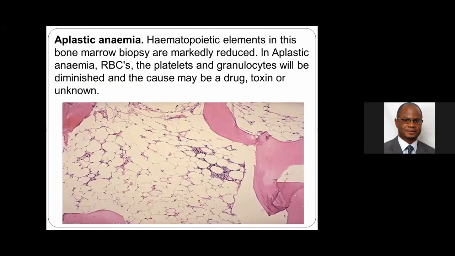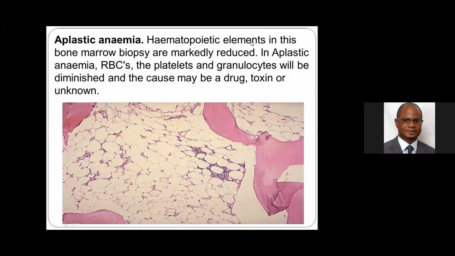So in aplastic anemia, we have the hemopoietic elements in this bone marrow biopsy are markedly reduced. We don't see too much of hematopoietic elements in this. All these spaces are cleared up. There's nothing there to indicate cell production. Here you see a few cells in there, but majority of this bone marrow shows no cells.